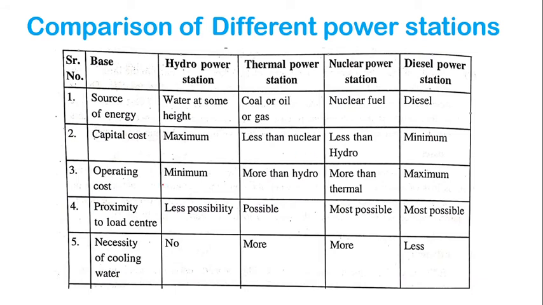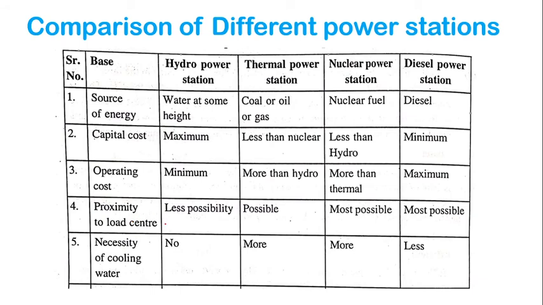So operating cost is minimum in hydro power plant. Then after, in thermal it is more than hydro, in nuclear it is more than thermal, and in diesel it is maximum. So the order is first the hydro, then thermal, then nuclear, and last the diesel power plant.